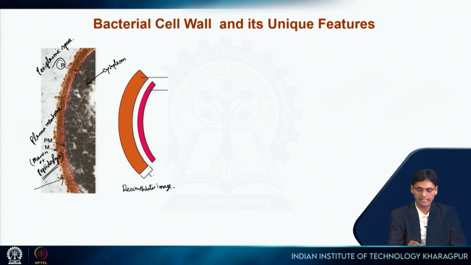This is the major component of bacterial cell wall. So here in the reconstituted image, you can see this is the peptidoglycan or cell wall, and this is plasma membrane, and together, as you can see, this is the cell wall.